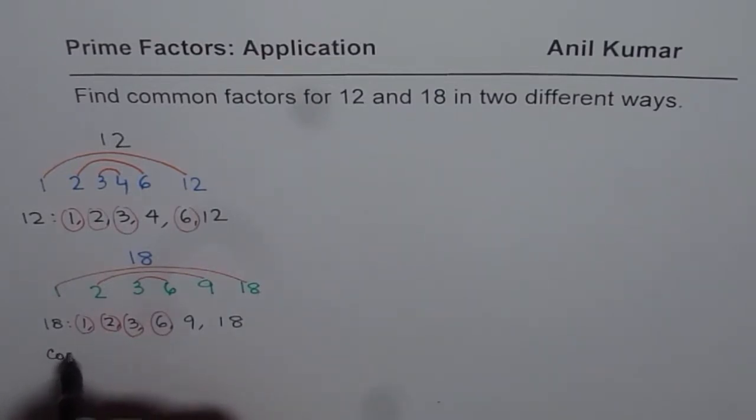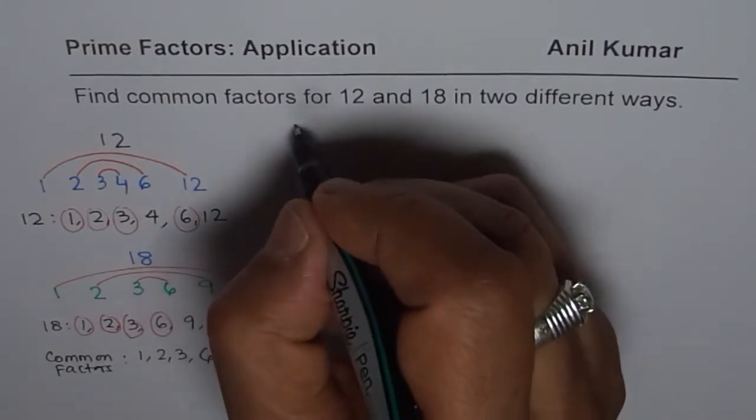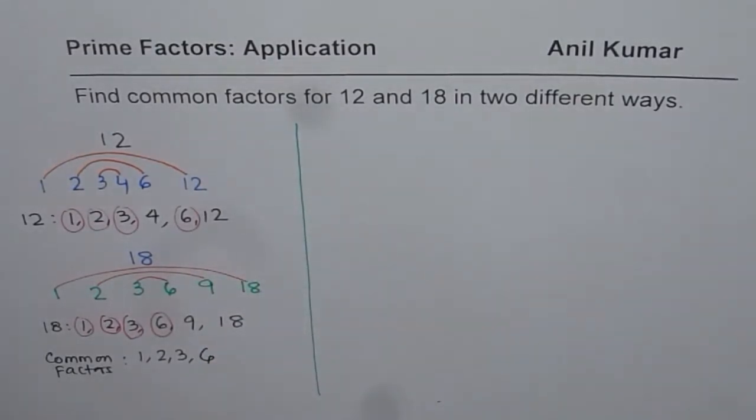We say common factors are 1, 2, 3, and 6. Now this is one method of finding common factors. And this is the most commonly used method to find common factors between any two numbers.